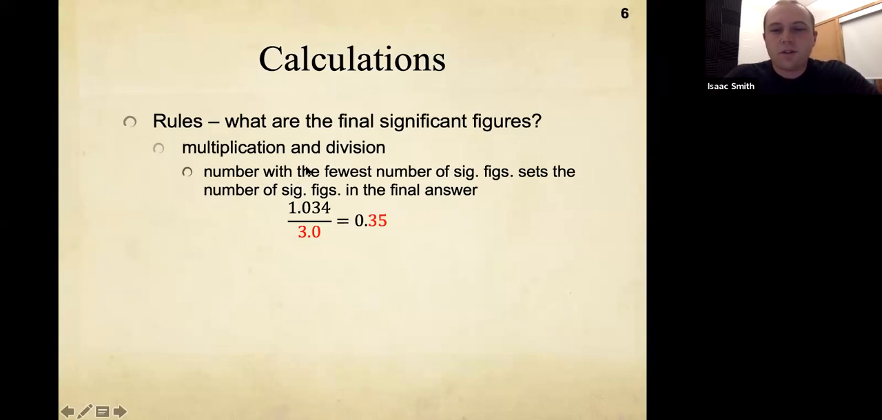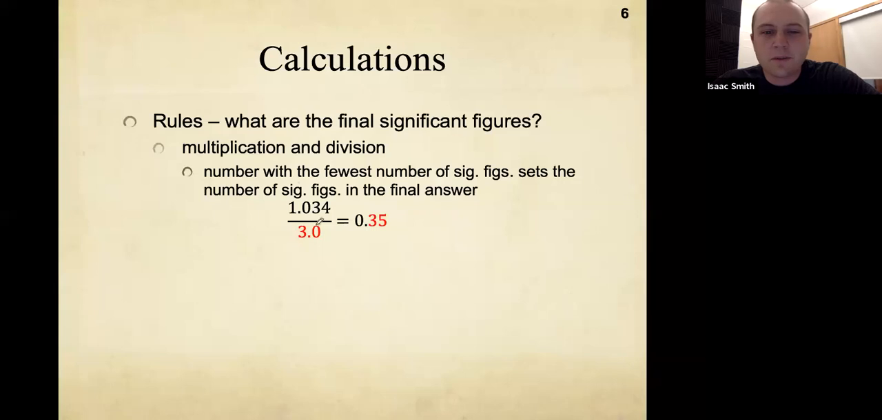So the rule that you follow, which is really the takeaway, I just explained the why, and hopefully it made sense. But if you pull anything away from this slide, what's really important is that you pull away these rules. Okay, so the rule for multiplication and division is that the number with the fewest number of sig figs sets the number of sig figs in the final answer.